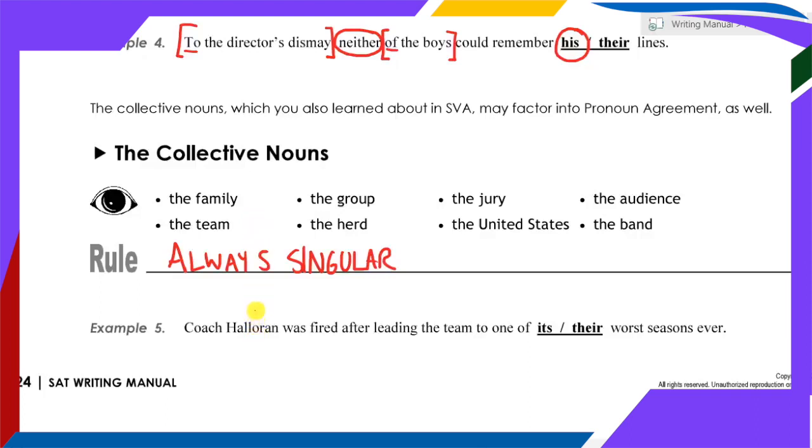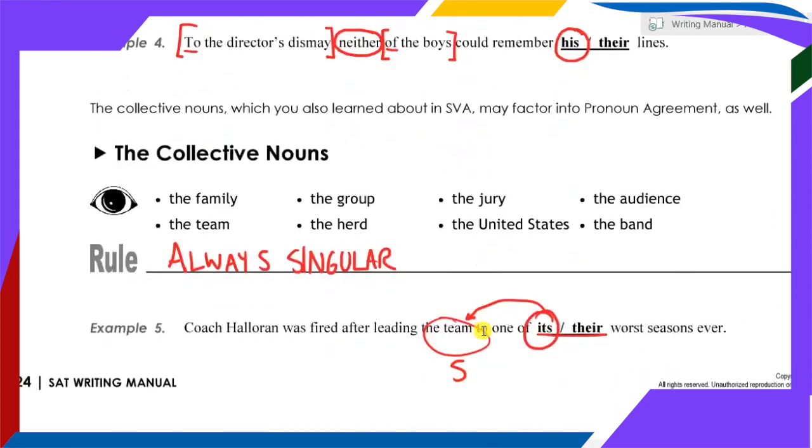Example 5, press pause, do it on your own. Example 5, Coach Halloran was fired after leading the team to one of its/their worst seasons ever. So whose worst season are we talking about? Who does that worst season belong to? In other words, to what noun does this pronoun refer? The pronoun refers to team. This is the team's worst season ever. Because the team is one of those collective nouns, and we know that collective nouns are always singular, we need the singular its to refer back to the team.